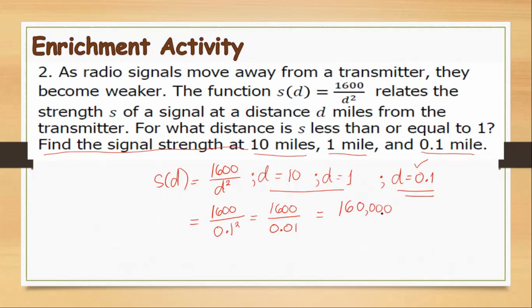Okay, so we have to add 2 zeros here because we have 2 decimal places. So that is 160,000. That will be the strength of the signal given the distance 0.1 mile. So please try to solve for this one. D equals 10 and D equals 1.